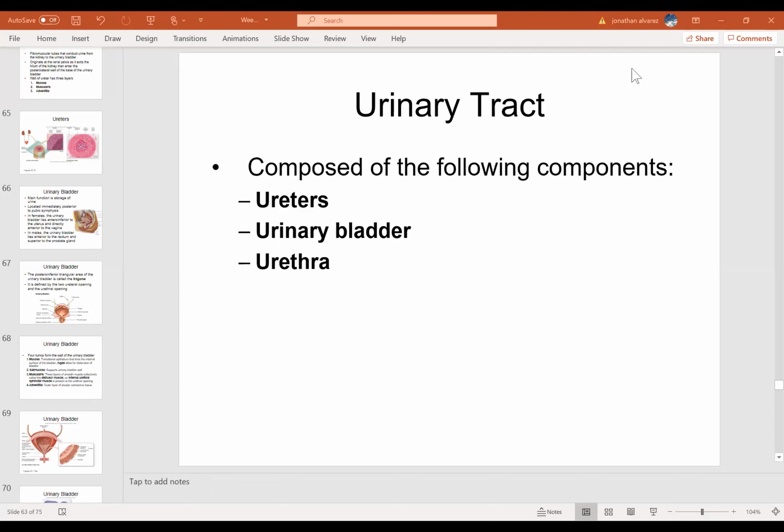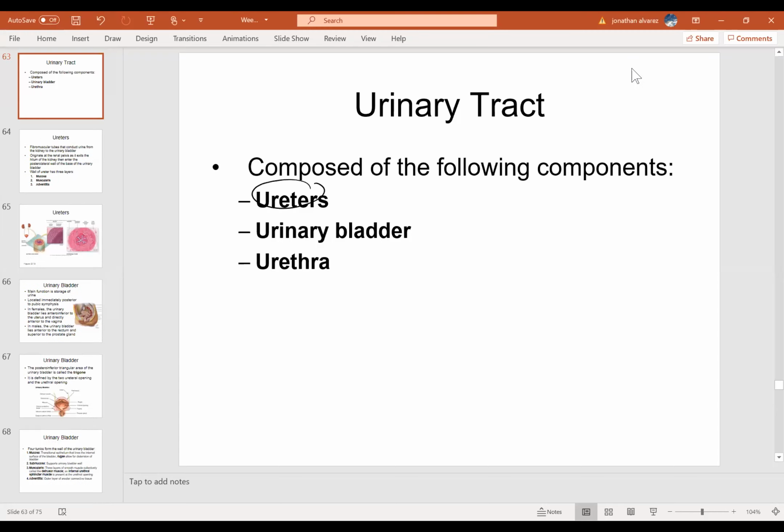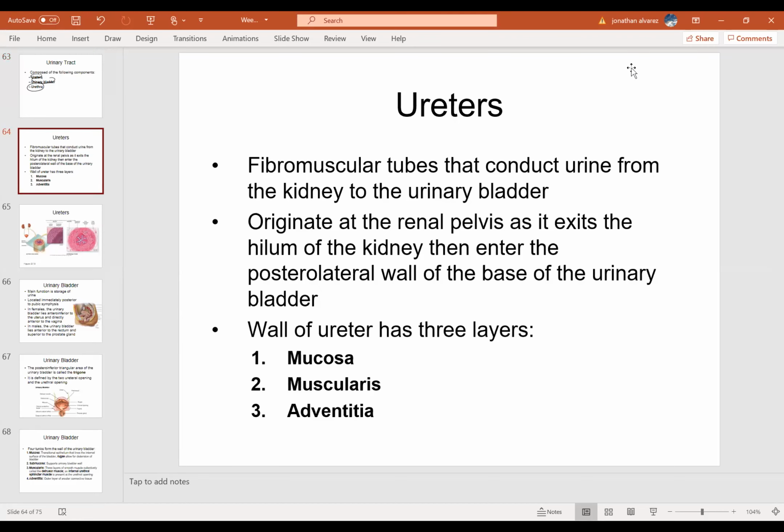Okay, the urinary tract, the ureters, the urinary bladder, and the urethra. Okay, so the ureters, which go from kidney to the urinary bladder, does have 3 layers: the mucosal layer, the muscularis layer, and the adventitia layer.